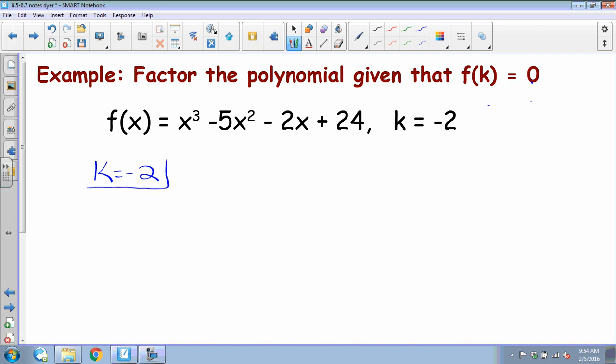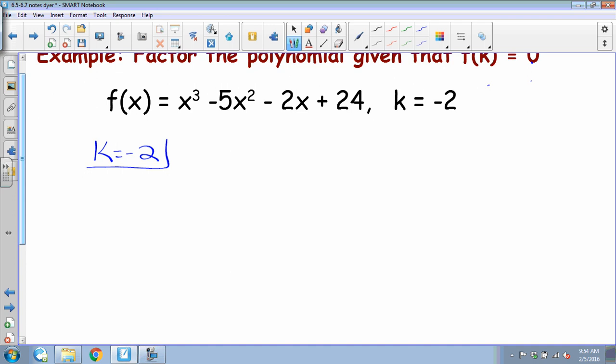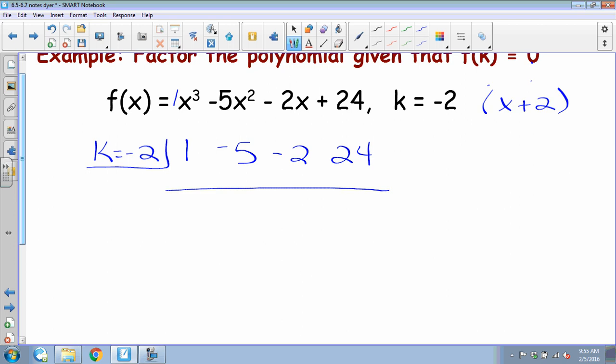Okay, so k equals negative 2. If this is a solution, which they told us it is, what is that factor? X plus 2. The first factor is x plus 2. We're going to use synthetic division to find another factor. So our coefficients are 1, negative 5, negative 2, and 24. I know I'm going to get 0 for my remainder because they told us that's the solution.